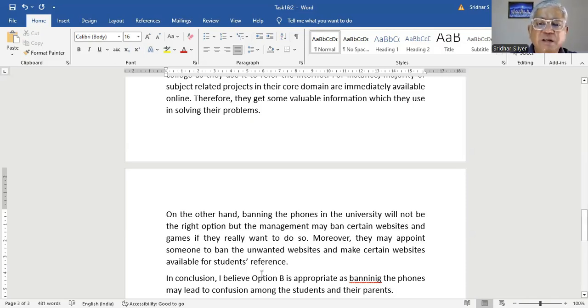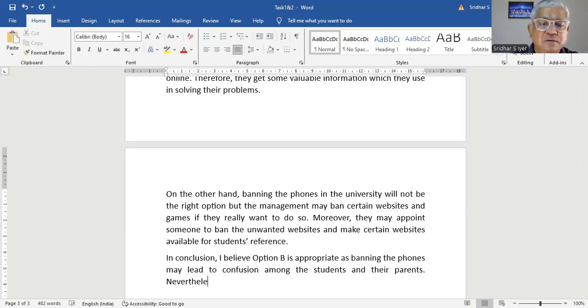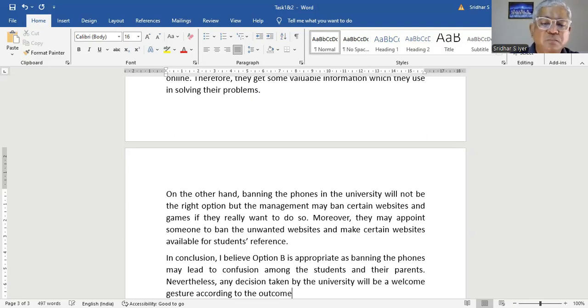Obviously, parents might start thinking like the college is behaving funny or something like that, right? So, nevertheless, any decision taken by the university will be a welcome gesture according to the outcome of the survey.